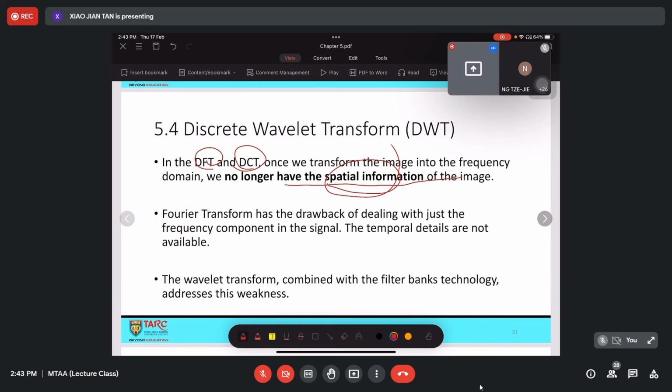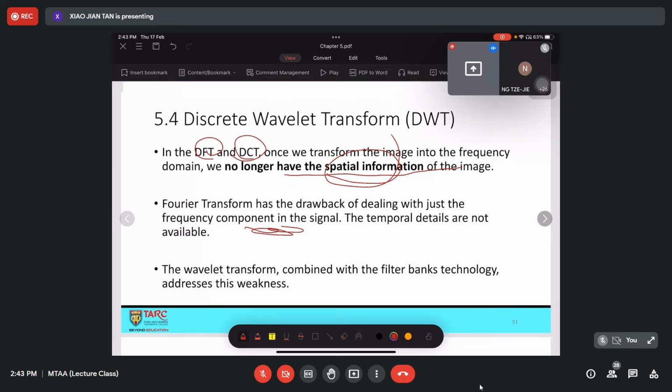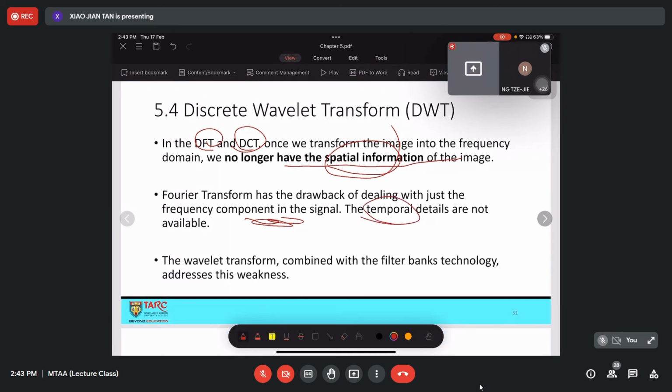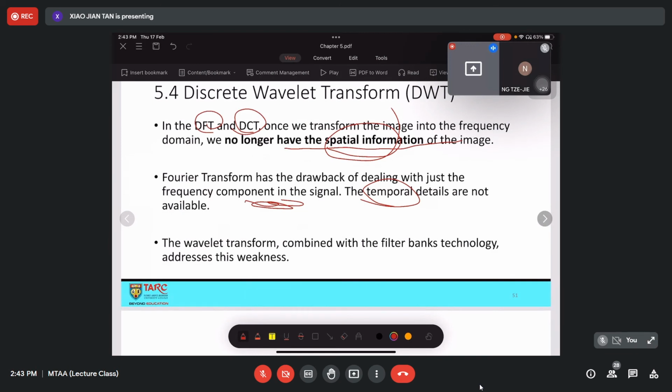Okay, but the Fourier transform has a drawback dealing with just the frequency component in the signal. The temporal details are not available. Temporal is actually the spatial domain. The wavelet transform combined with the filter bank technology addresses this weakness, which means in DWT, you can have both of these pieces of information, the spatial domain and the frequency or temporal domain. Temporal domain and spatial domain are the same thing here. Temporal is regarding the time domain. So in terms of image processing, it is the same.